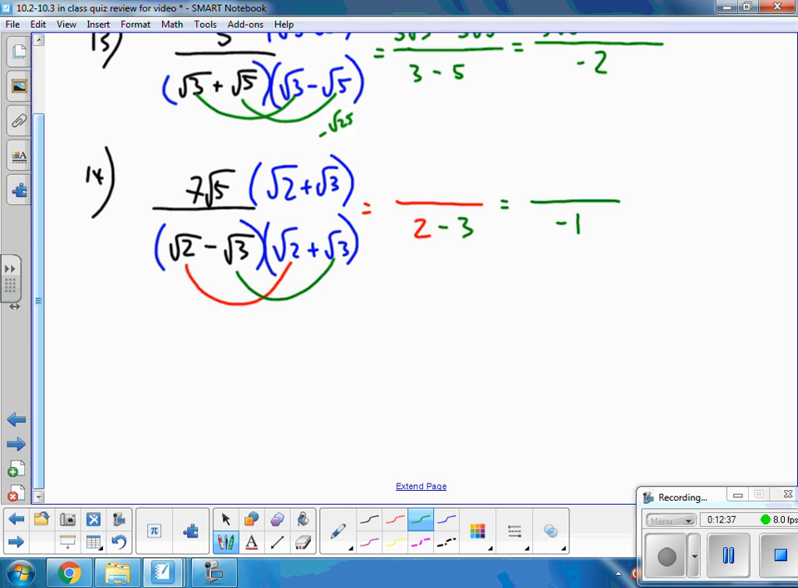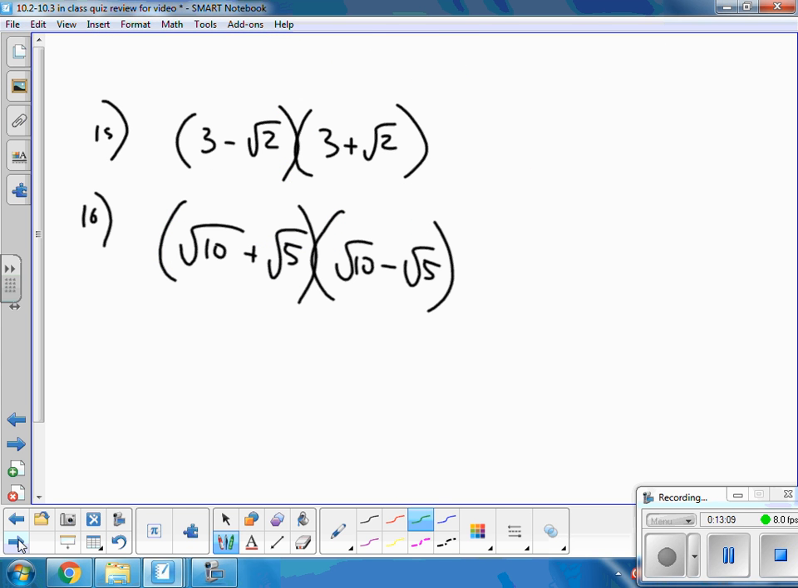And now let's look at my top number here. 7 times square root of 5 times the square root of 2. So that's saying 7 times square root of 5 times 2 plus 7 times the square root of 5 times 3. So 7 times the square root of 10 plus 7 times the square root of 15. And I don't have any common radicals, so I have to leave it. That's all I can do.